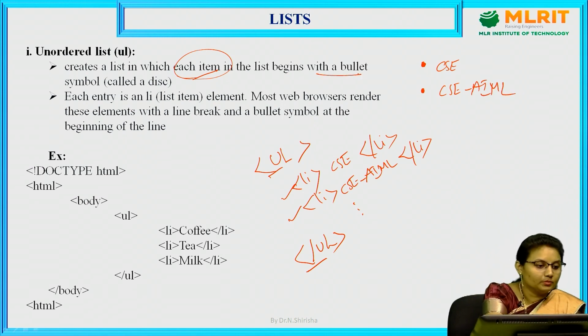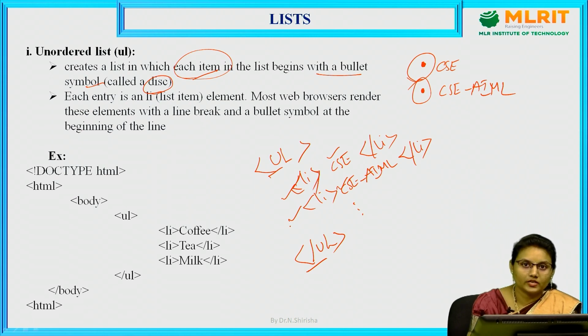It begins with a bullet symbol called a disk. Disk is nothing but this. Each entry is in LI. LI is a list element. Each entry, CSE is one entry, this is the second entry, and you are giving them in between the LI tags. That you have to ensure.